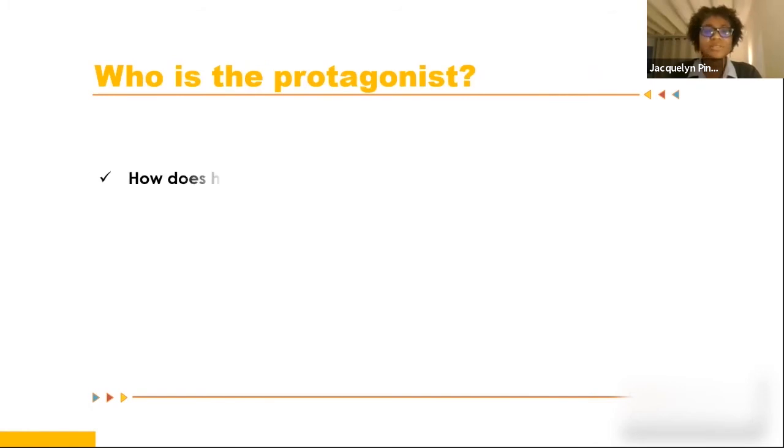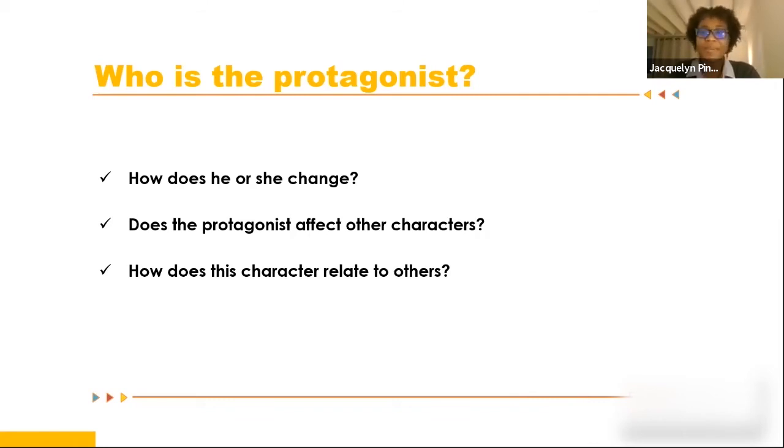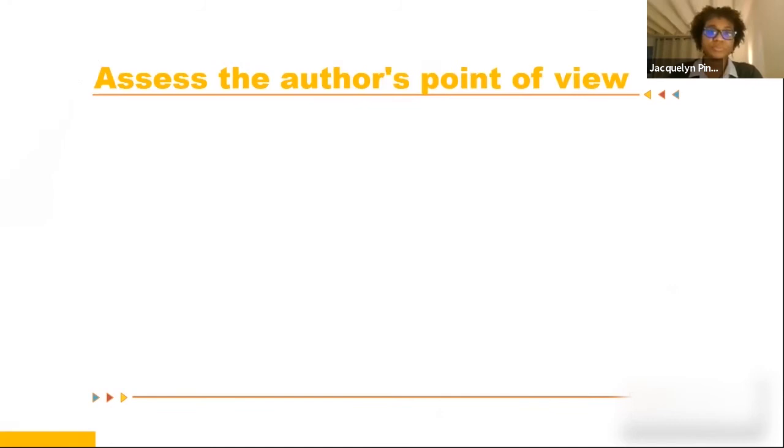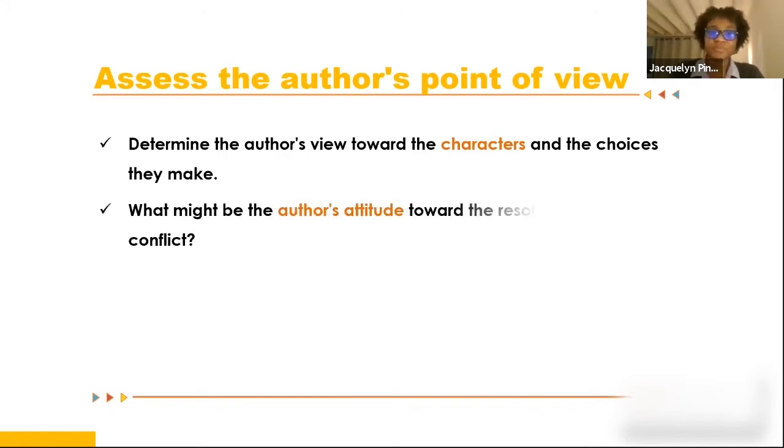Who's the protagonist? How does he or she change throughout that excerpt? Does the protagonist affect the other characters? And how does the character relate to the others? Maybe it's just one person reflecting, or interacting with one or two others. Also, assess the author's point of view. Determine the author's view toward the characters and the choices that they make. What might be the author's attitude toward the resolution of the main conflict?